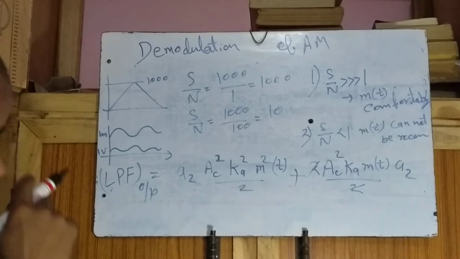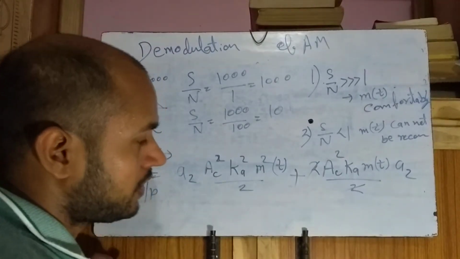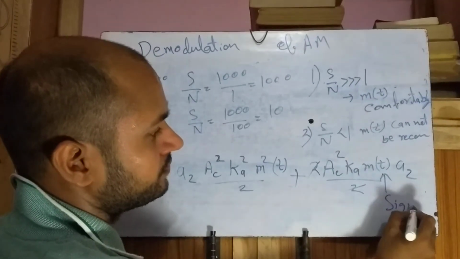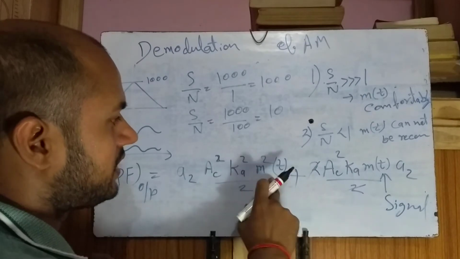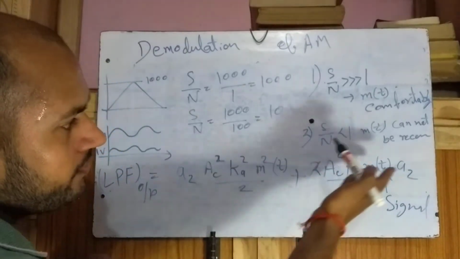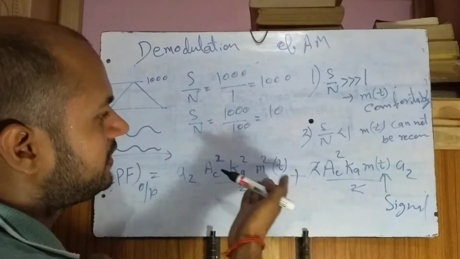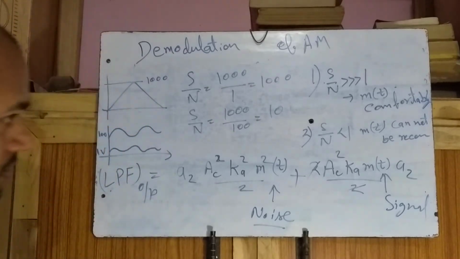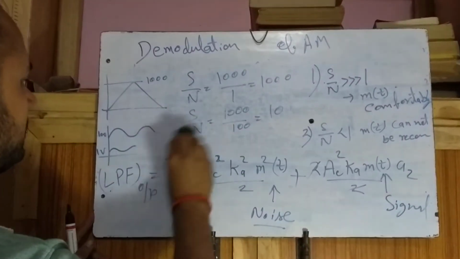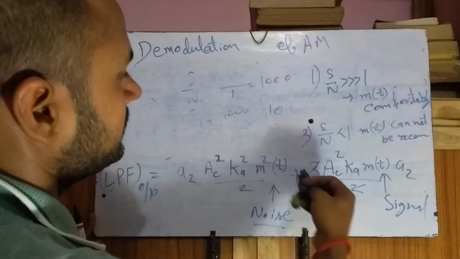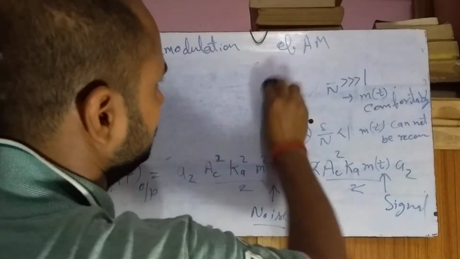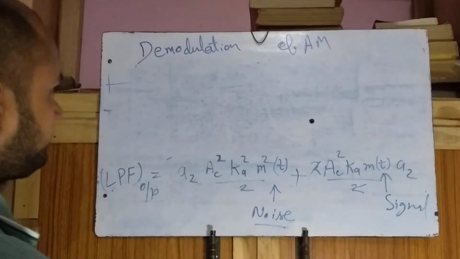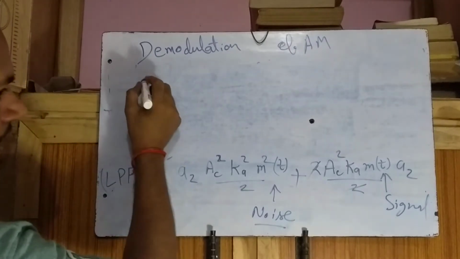So in our case, here we have one m(t). It is required by us, so it is the signal. But here we have an extra term, that is m square t. If we have m(t), then what is the need of this? So this is noise. So noise also plays a big role like this. Here the signal to noise ratio should be very much greater than 1. Find out the signal to noise ratio.